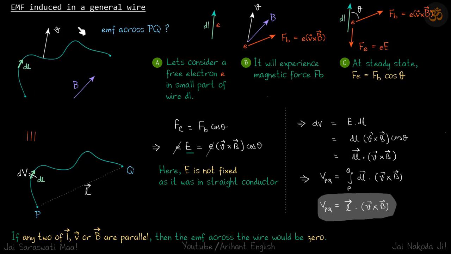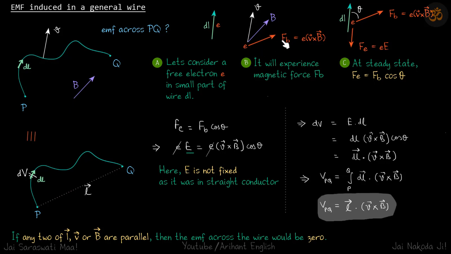So this is a general case where you have an odd shaped wire and you have a magnetic field B. B is still uniform. So let's say this wire is traveling with velocity V. We need to find the EMF across PQ. So what we'll do is, step 1, we'll consider a free electron e in a small part of the wire dl. So let's take a small part of this wire and let's say there is a free electron in the wire. It will experience a magnetic force Fb because it is traveling with velocity V, and it has a magnetic field B also in the region.